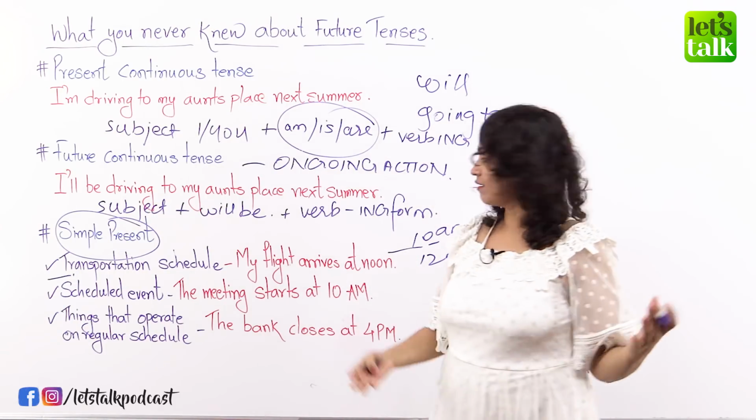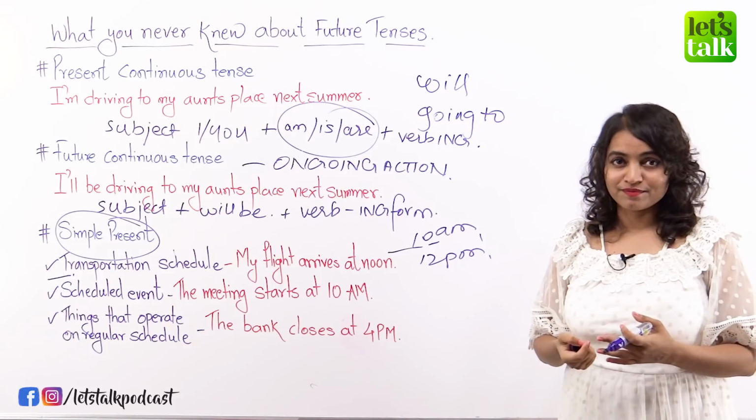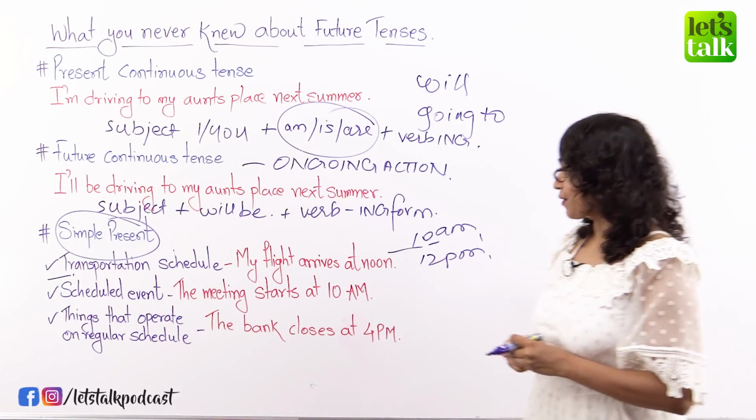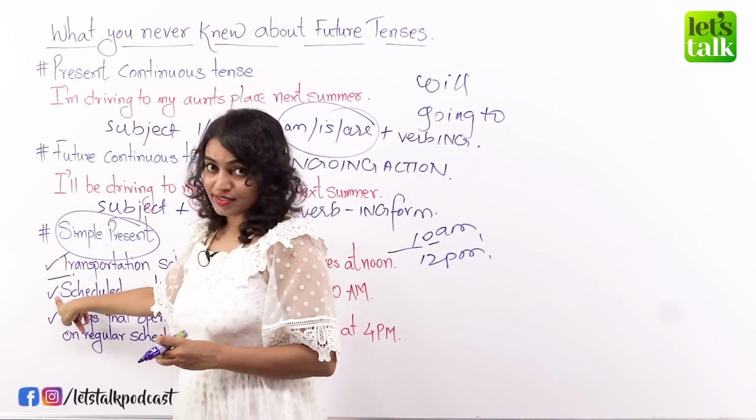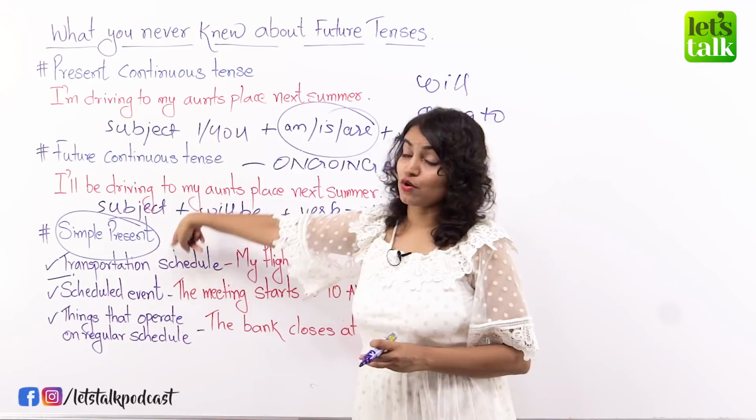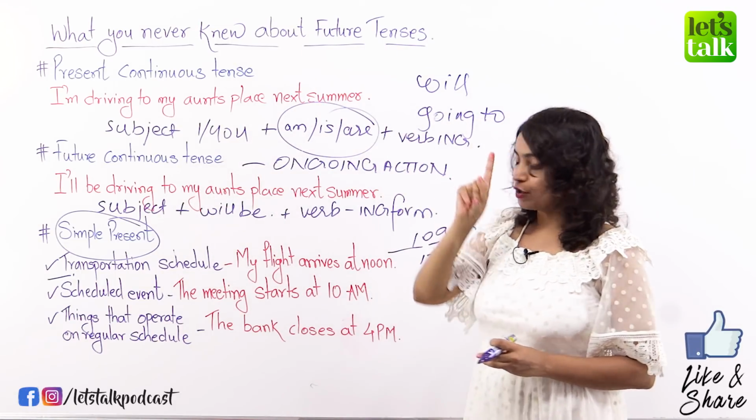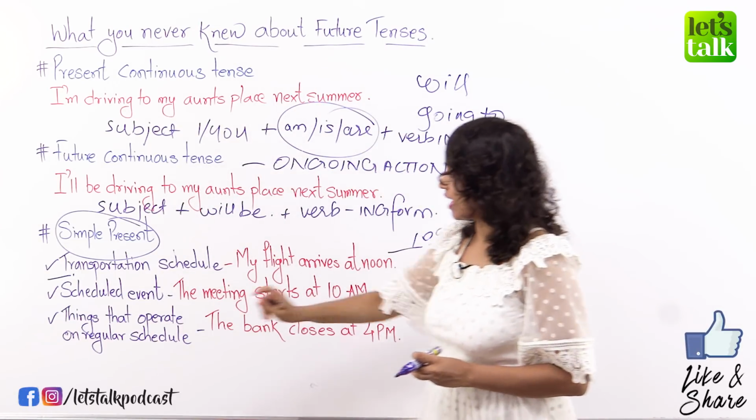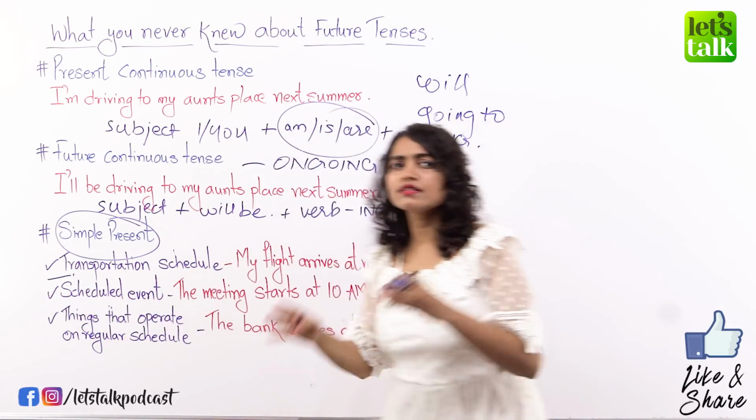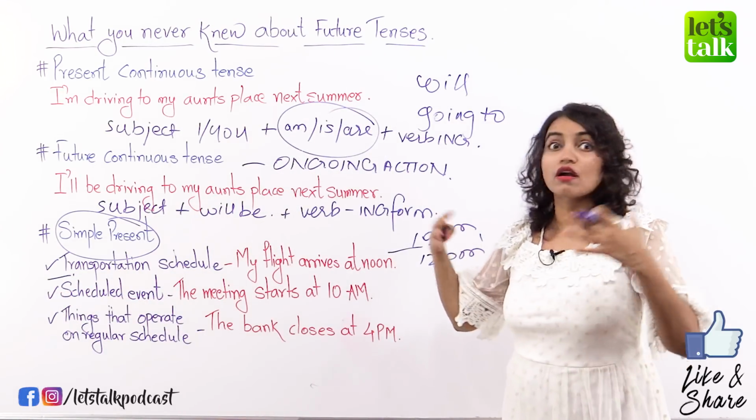My train arrives at 4 p.m. My bus arrives at 9 o'clock. Okay, second point. If you are talking about the simple present to describe a future event, you also have to make sure that it is a scheduled event, a scheduled event or a scheduled conference.